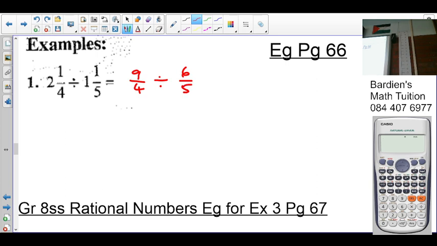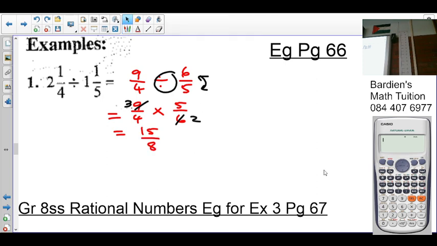You see, I don't change the multiplication yet. First change the improper fraction. Okay. Now we change this to multiplication, we tumble and times. So it's 9 over 4 times 5 over 6. Now what? Simplify. So 3 goes into 9 thrice, 3 goes into 6 twice. Anything else that you can cancel? So 3 times 5 is 15 over 8, or 1 and 7 over 8. Okay.